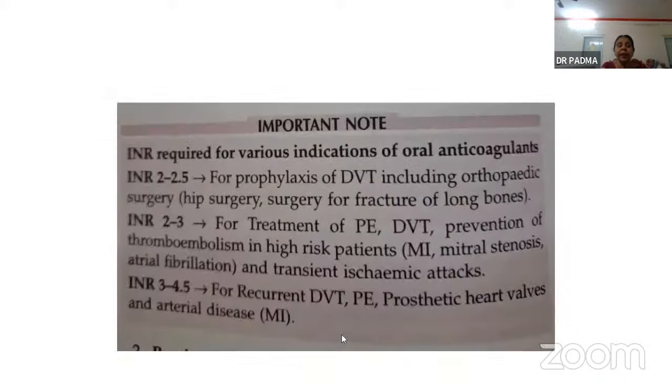Now, coming to this INR, which is the real game show of all of us, where we are using warfarin, etc., especially with warfarin. INR is required for various indications of oral anticoagulants, and I have just shown the numbers. I have not shown you how to do it, it takes a long time for that. I have just told you the ratio, in which disease it is really needed and how we use it.